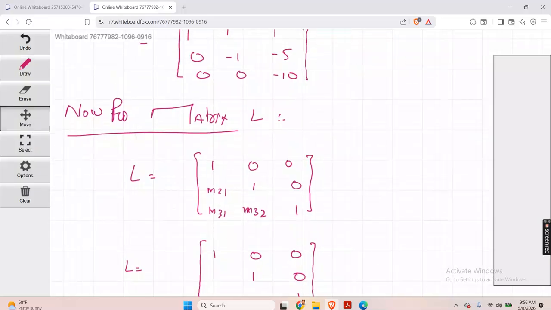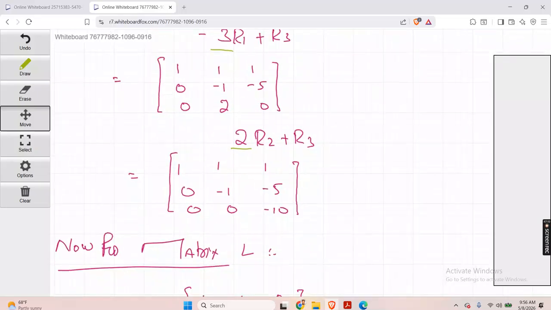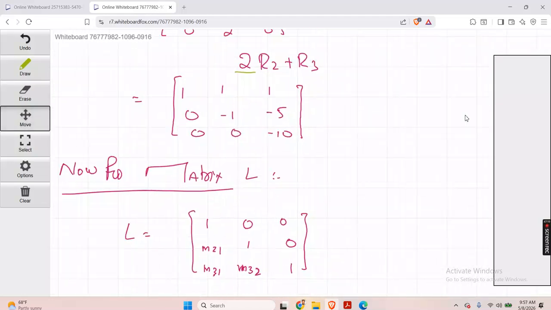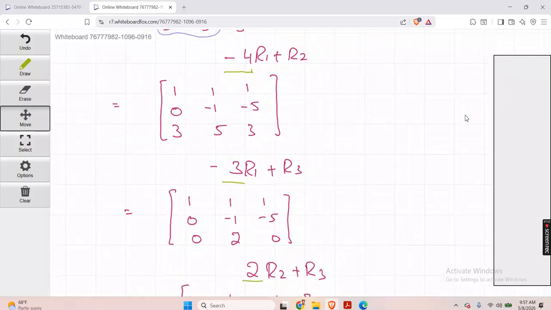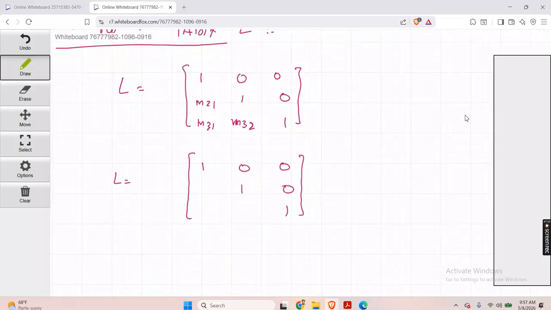Now here you have to keep in mind that once you do this row operation for the first one, you just have to take these values and change the signs. 4, 3, 2. So here it was minus 4, minus 3 and 2. So here it will come 4, 3, sign changed, and it was 2, so we will make it minus 2.